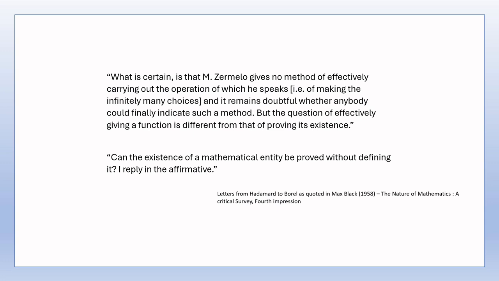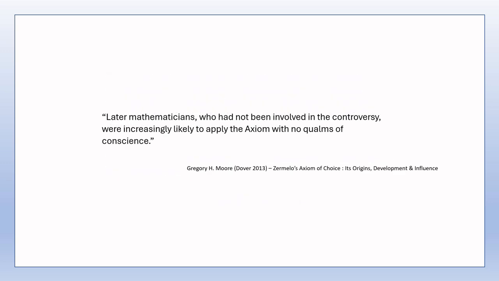The resistance that some mathematicians had towards accepting the axiom of choice may be due to simply being too comfortable with the status quo, which was potentially threatened by the introduction of the axiom of choice into mathematics. We see in Moore on page 290, "later mathematicians who had not been involved in the controversy were increasingly likely to apply the axiom with no qualms of conscience." Arguably this mirrors many behaviours that we can clearly see from one generation to the next, such as typically greater acceptance of, say, new technology amongst younger generations who tend to be on the whole somewhat less set in their ways and less dependent on maintaining the status quo.